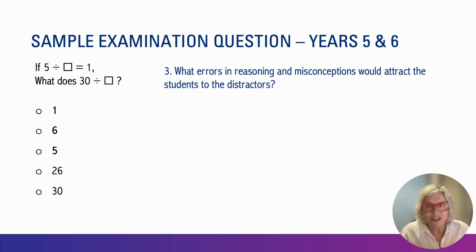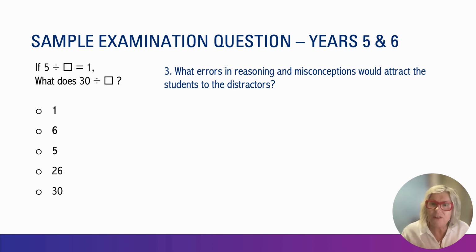Well, let's work through each of the distractors using Newman's error analysis. Now, if you need an explanation of this, please rewind to 11 minutes on the video. Well, 1, it's a reading decoding error, or it could also be a comprehending error. Students may have selected the number that comes after the equal symbol in the original equation. 6, of course, is the correct answer. 5, again, is a reading decoding error, or it could also be a comprehending error. Students may have given the value of the unknown, the square, rather than the solution to 30 divided by the unknown.